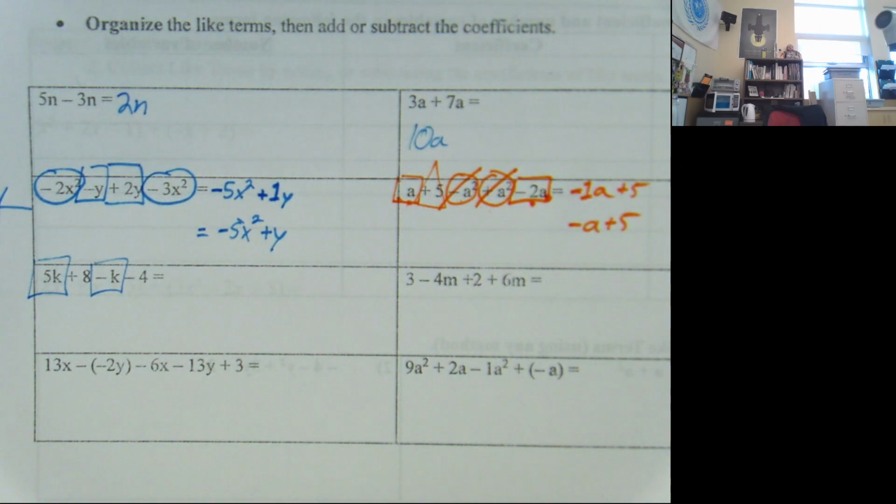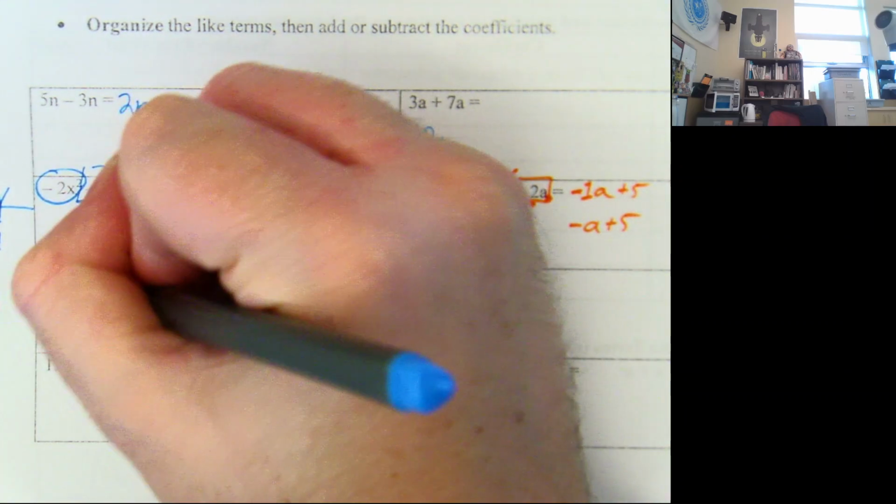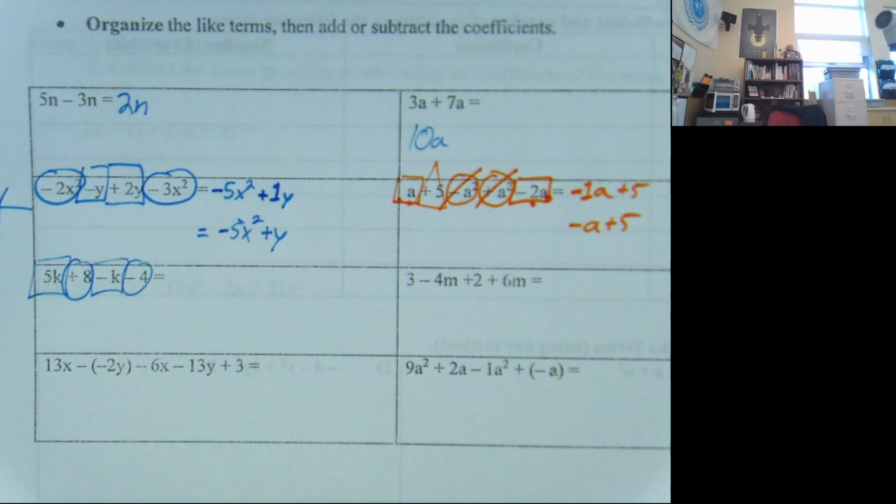Are there any other like terms? The 8, it's not 4. It's negative 4. So it's plus 8 and negative 4. How are they alike? They have no letters. They both have no letters.